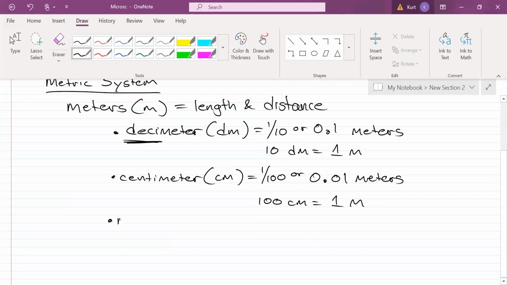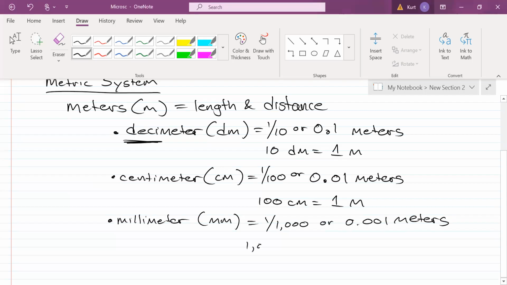Next is going to be millimeter. This is 1/1000th or 0.001 meters. 1,000 millimeters is equal to 1 meter.